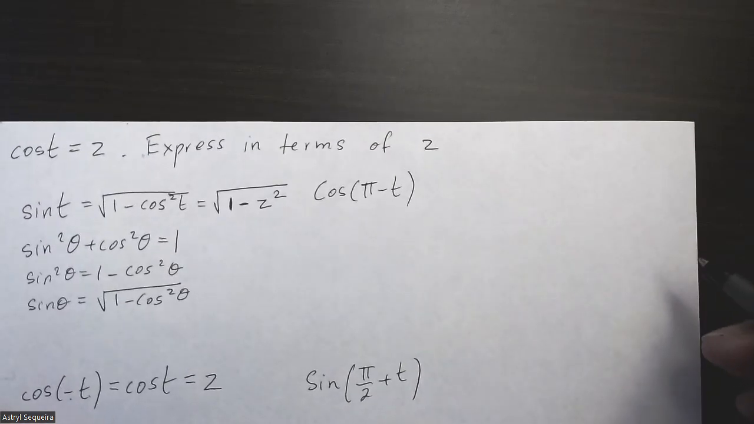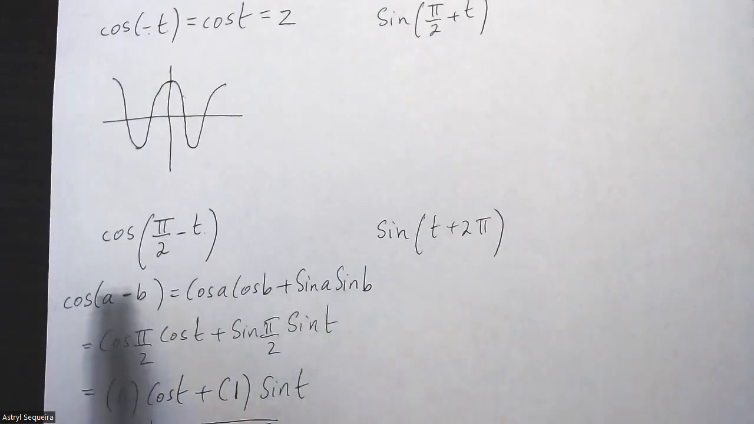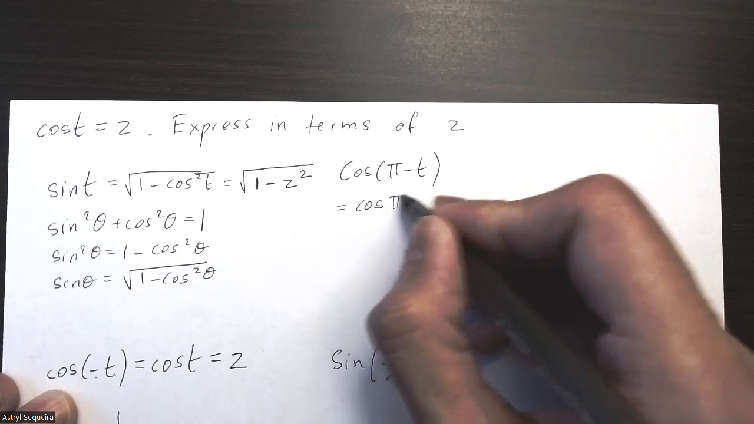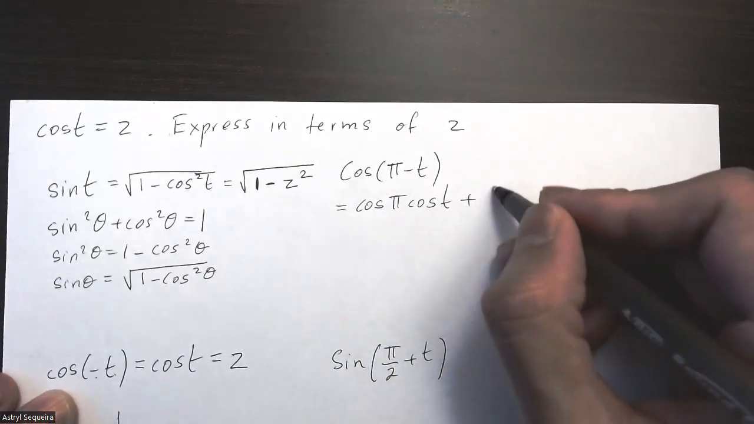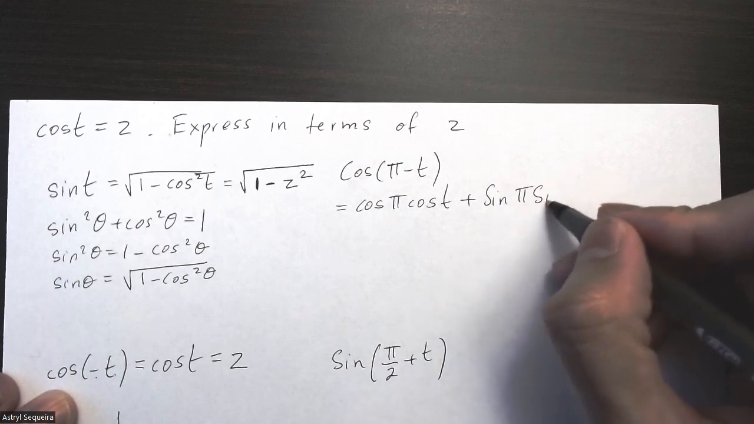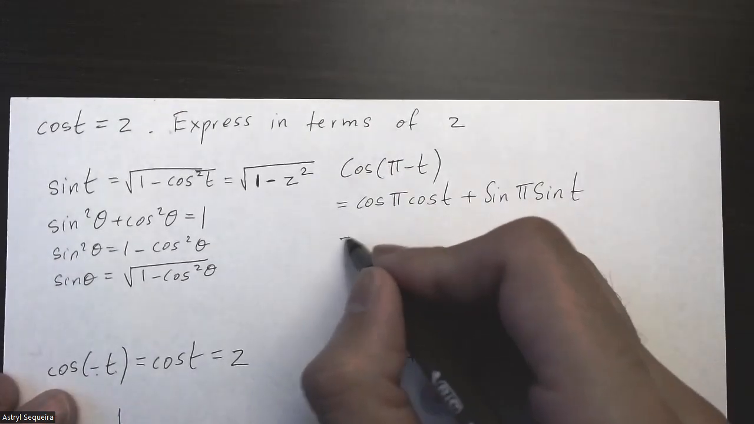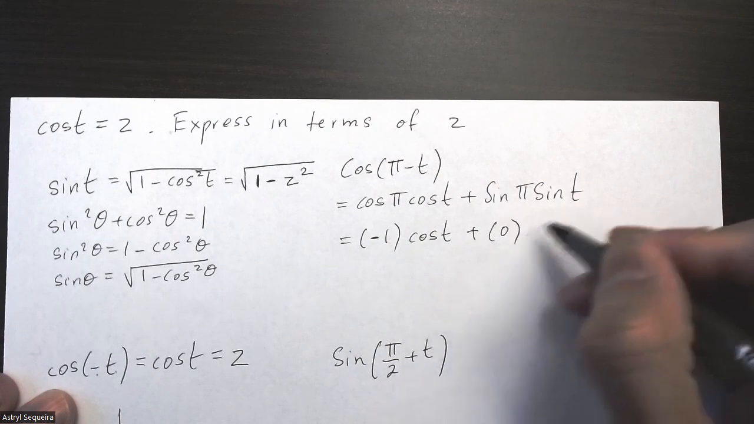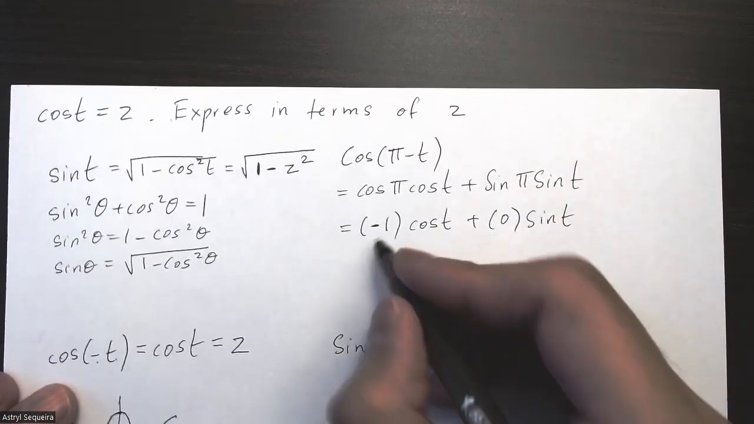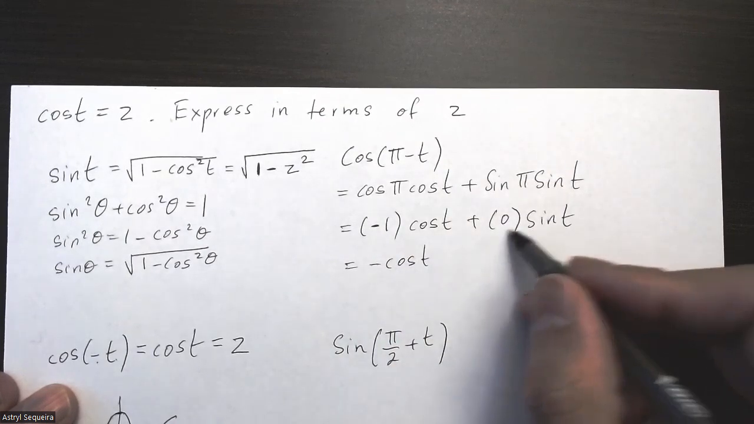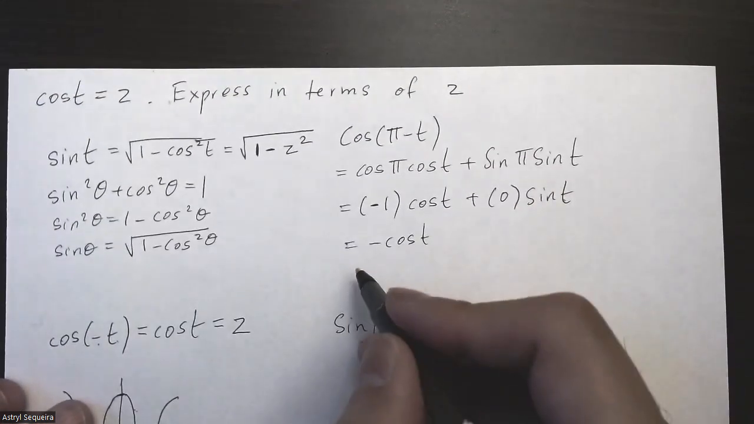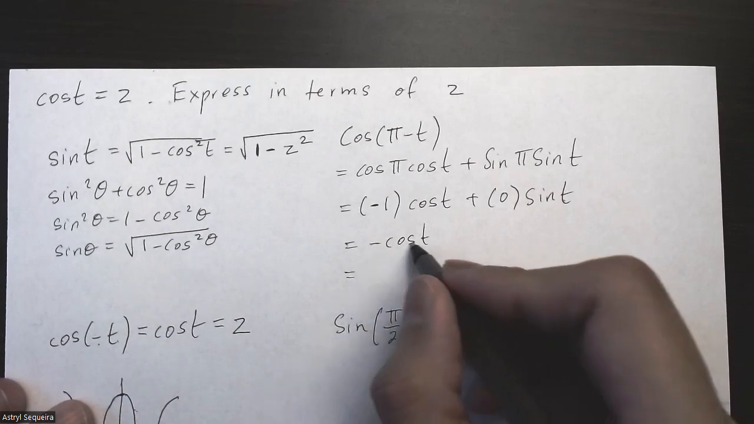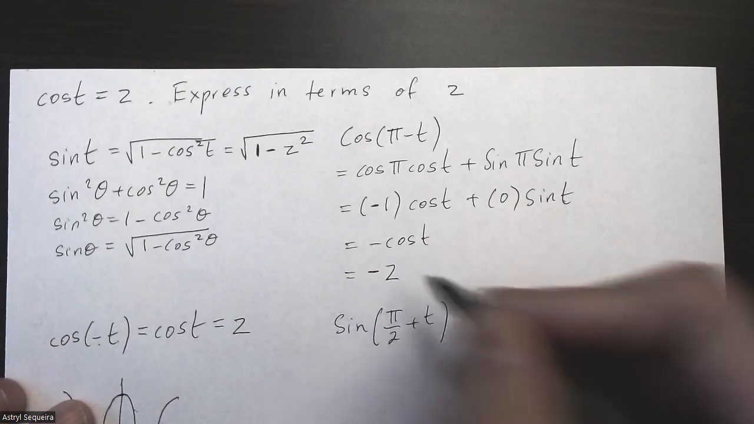Fourth one over here, again, we're going to use the same formula that I used right over there. It's the exact same formula. I'm not going to rewrite it. This is going to turn into cos pi cos t plus sine pi sine t. You know that cos of pi is just -1 and sine of pi is just 0. -1 times cos t is negative cos t. 0 times sine t is just 0, so I don't need to write that. And then I know that cos t is just z, so negative cos t is just negative z.